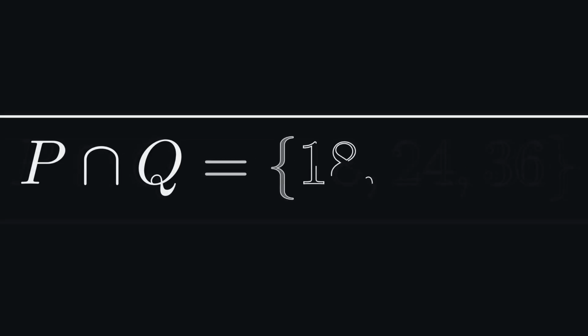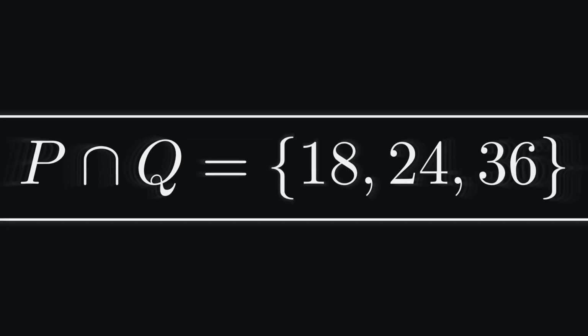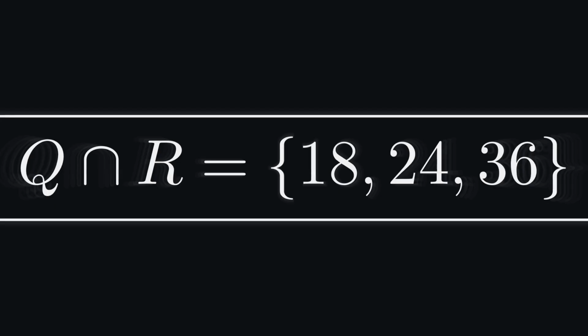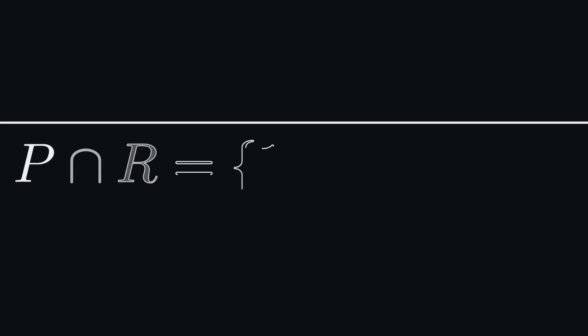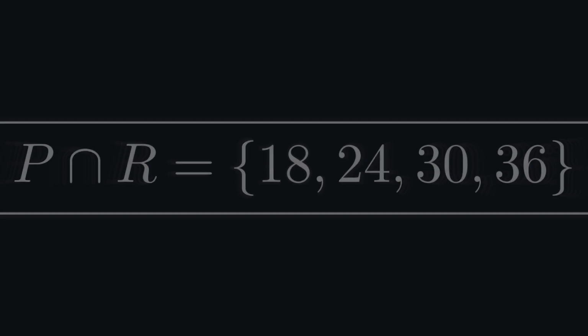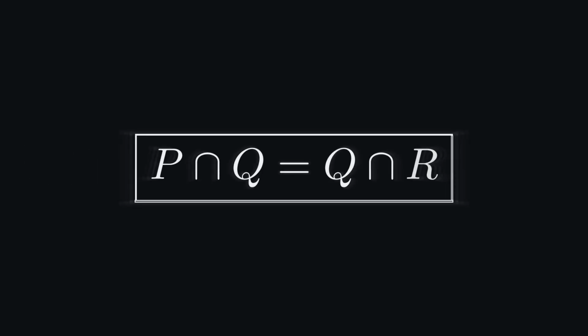The intersection of P and Q equals 18, 24, and 36. The intersection of Q and R also equals 18, 24, and 36. The intersection of P and R equals 18, 24, 30, and 36. So, we conclude that P intersect Q equals Q intersect R.